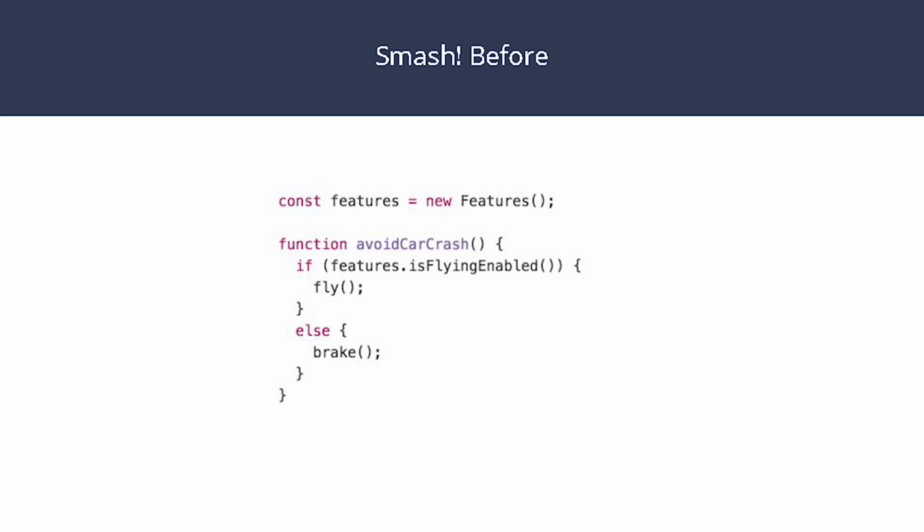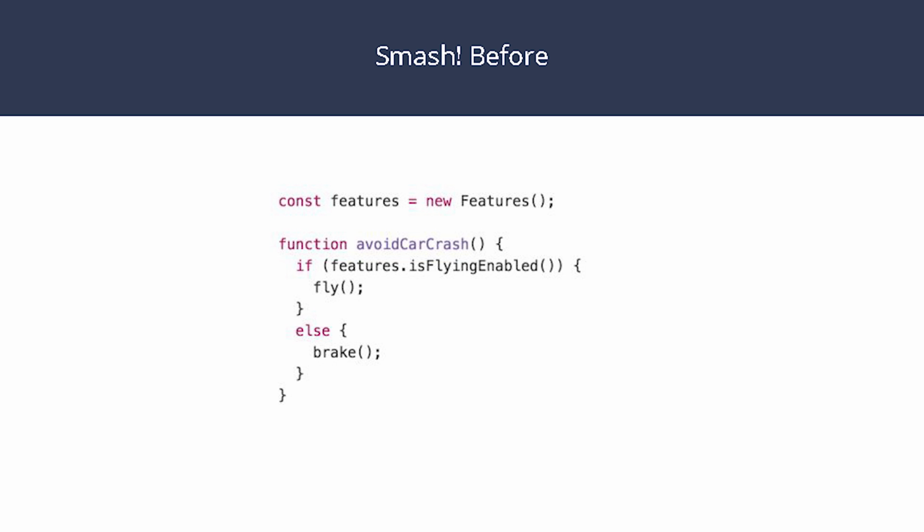You have your const features equals new Features. Features is what's going to contain all your flags in terms of, is this feature enabled? Right now we're just instantiating it. We'll get into other ways of instantiating it later on. Then you have this function avoidCarCrash. If features is flying enabled, you want to avoid the car crash by flying. Otherwise, you're going to want to brake.